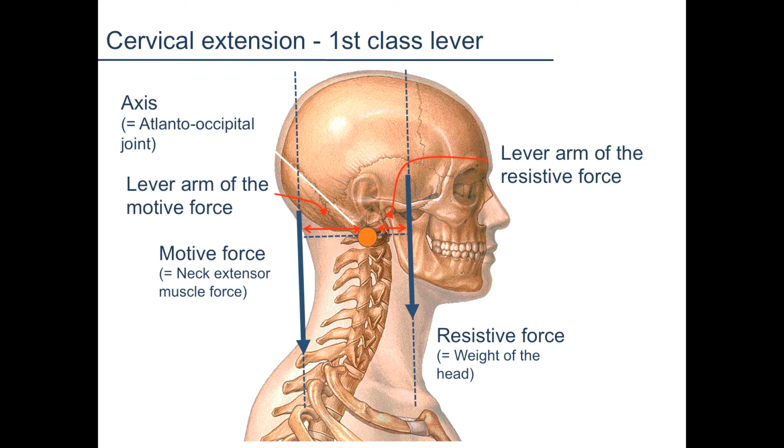The motive force is a neck extensor muscle pulling down on the occiput of the skull on the posterior side of the axis. Because the force is acting on the posterior side of the axis, the force would create a counterclockwise torque, or the torque that would cause neck extension. In order for the muscle to extend the neck, the torque in the counterclockwise direction produced by the neck muscle needs to be larger than the torque produced by the weight of the head.